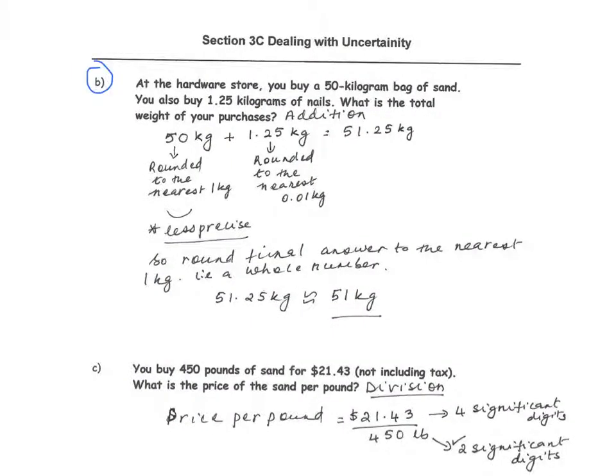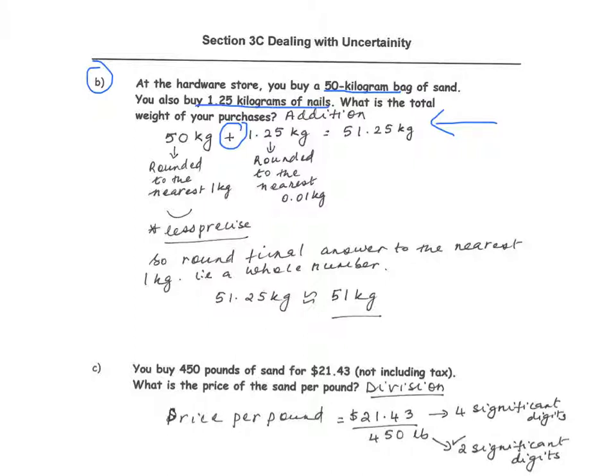So we look at a second example. We buy a 50 kilogram bag of sand, and we also buy 1.25 kilograms of nails. What is the total weight of the purchase? So the total weight, we know how to do that. We have to add 2 numbers. The important thing to note is that we are adding 2 numbers, and each number is to a certain precision. Our final answer is 51.25 kilograms, but what are the rounding rules associated with addition? We round it to the least precise of the numbers in our calculation.